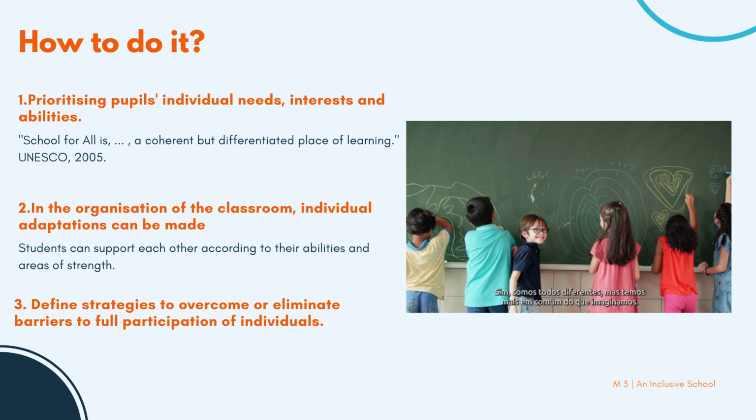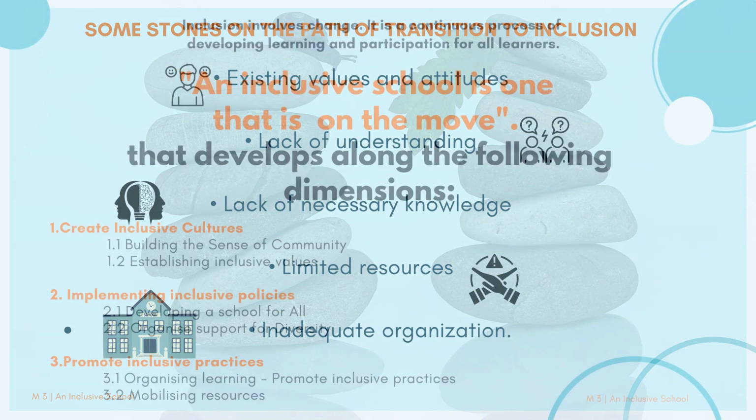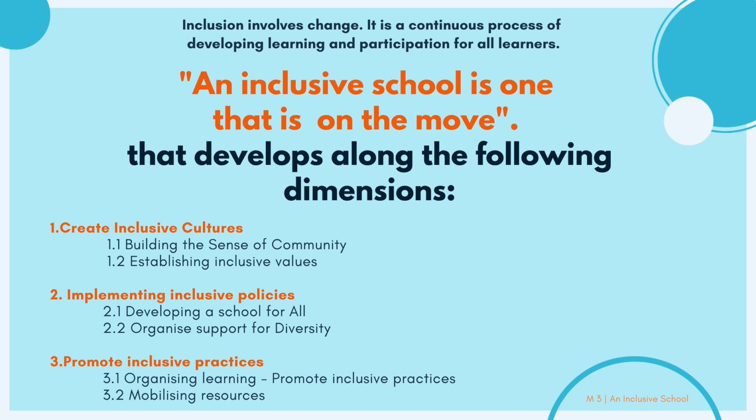As we saw in Module 1, we encountered some obstacles on this path, such as existing values and attitudes, lack of understanding, lack of necessary knowledge, limited resources, and inadequate organization. But there is no inclusion if there is no change in the school as we know it today. And, as Professor David Rodrigues would say, an inclusive school is one that is on the move. And it is in this continuous process of developing learning and participation of all students that inclusion happens in practice.